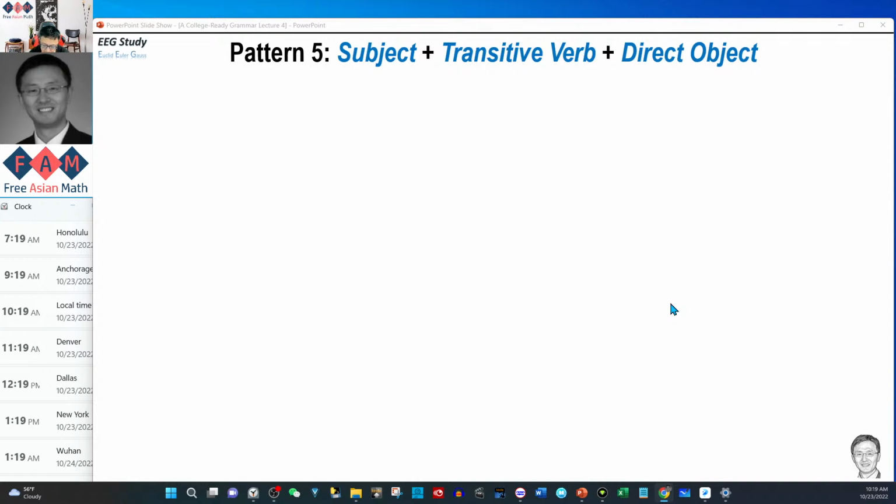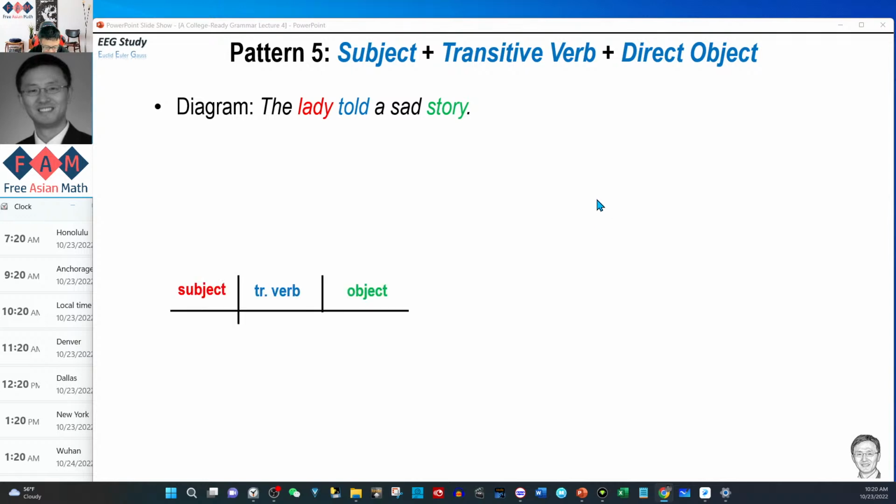Okay, so let's take a look at this typical so-called SVO pattern. The lady told a sad story. Okay, we highlight the 3 words here in different colors to show that those 3 words constitute the backbone of this sentence. How do we diagram this sentence? Well, not surprisingly, we have 3 slots above the main line.